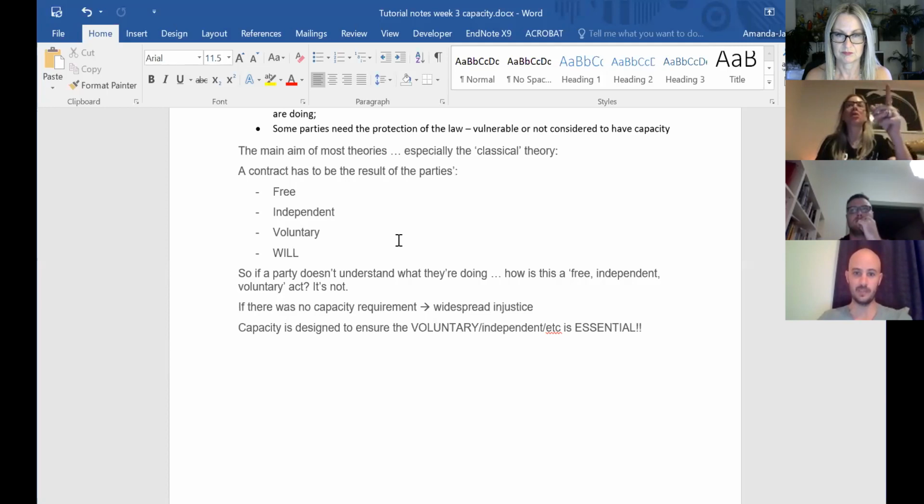Yes. And I noticed that Amy has jumped in there in the chat box. Adding on to that, yes, it's designed to shore up that whole aspect of a contract having to be voluntary and independent and all of that. You have to lock in that level of understanding, don't you? But you also have to, because some people might not necessarily be able to look after themselves and their own best interests.